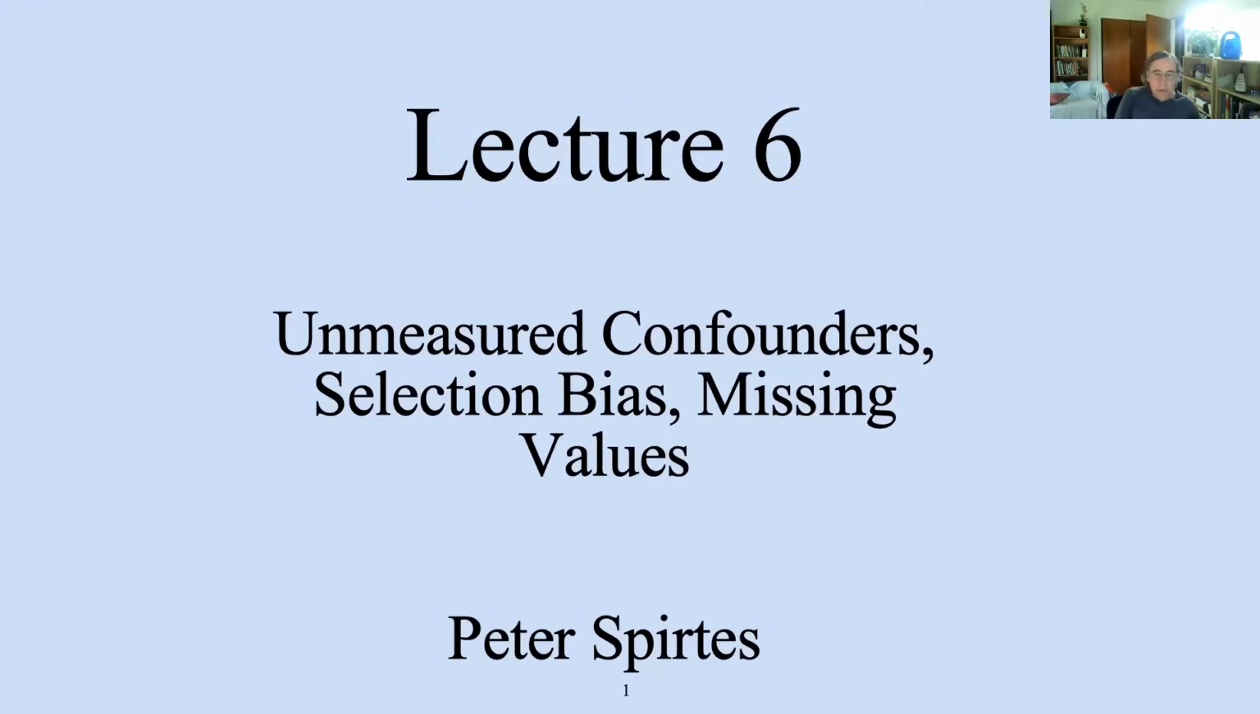I'm not sure how much this overlaps with what Kuhn has done, but I think I've made it somewhat different. What I'm going to talk about is unmeasured confounding, selection bias, and missing values.